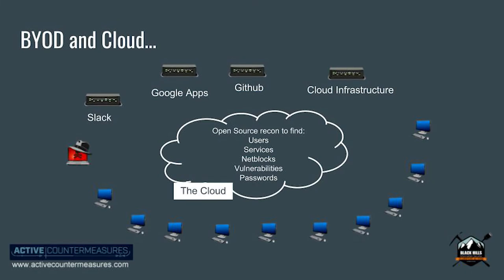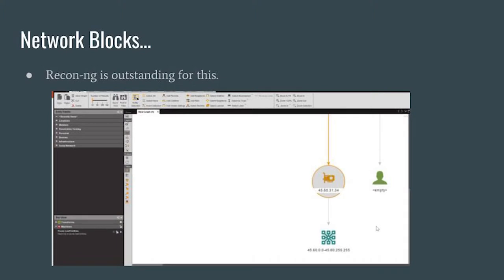So the first step that we covered in the previous webcast was the open source recon to identify users, services, network blocks, and vulnerabilities and passwords, and that's all in the cloud. So you can use Recon-ng. You can also use Maltego to identify network blocks. And then based on those network blocks, you can expand the total number of IP addresses that are exposed publicly that can then be attacked.